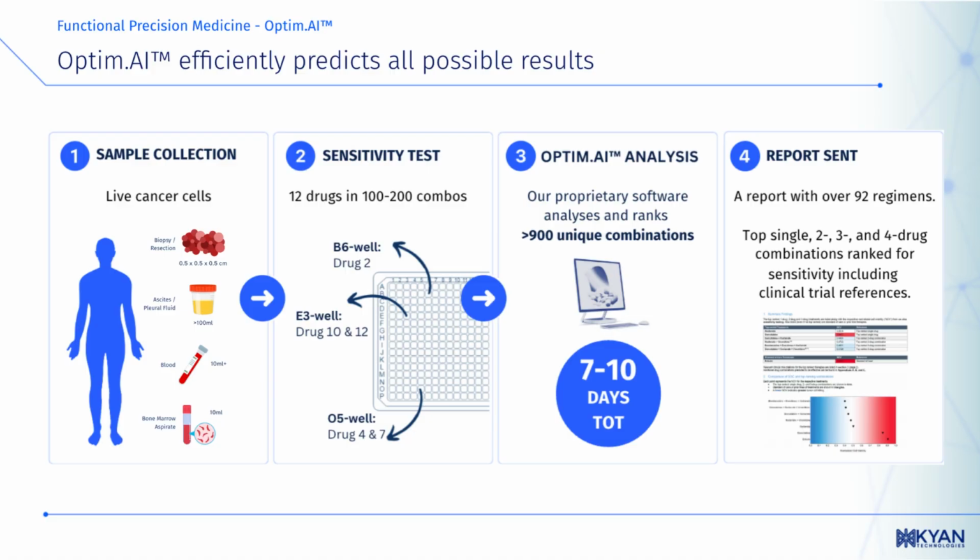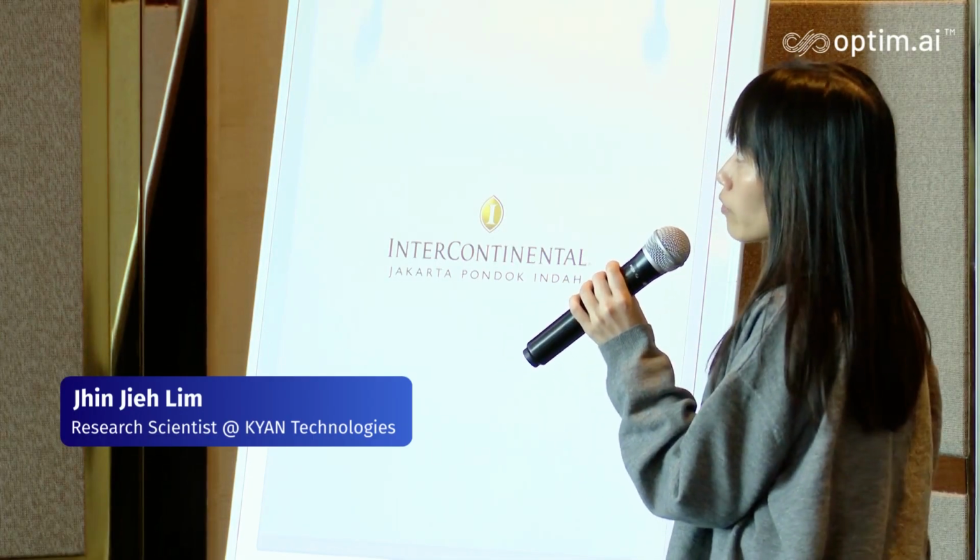We then perform an ex vivo sensitivity test on the isolated cancer cells by treating them with 12 drugs in a mix of combinations based on a proprietary design. We then measure the cell viability and use it for Optim.AI analysis, which then generates a final test report that ranks the top single, 2, 3, and 4 drug combinations, including any relevant clinical trial references.